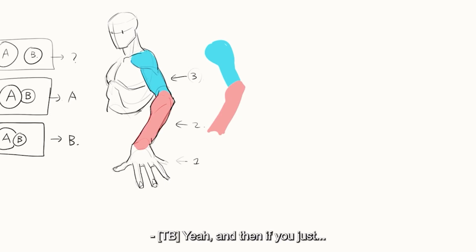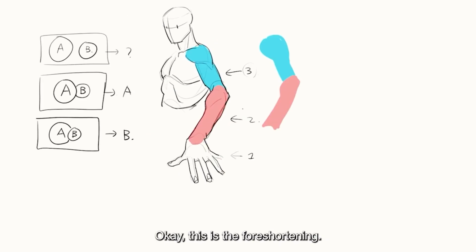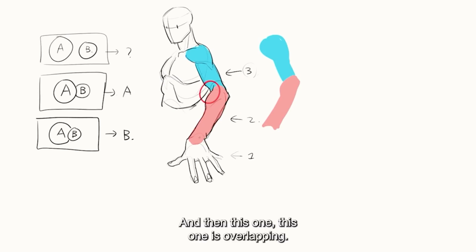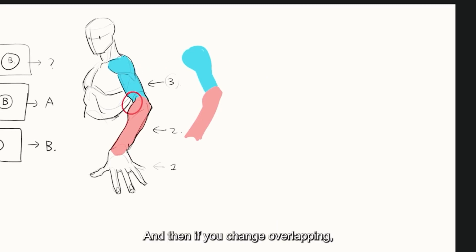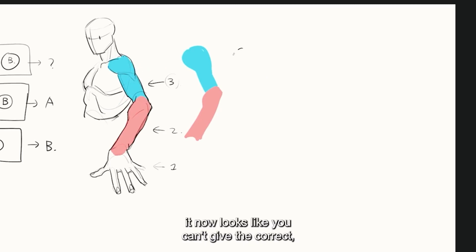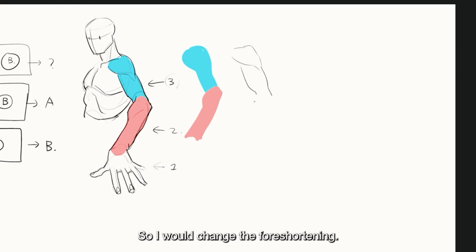Yeah, and then okay, this is the foreshortening. This part is not this one, and then this one. This one is the overlapping, and if you change the overlapping, it doesn't give the correct information. What is the front? What is behind? So I will change the foreshortening.